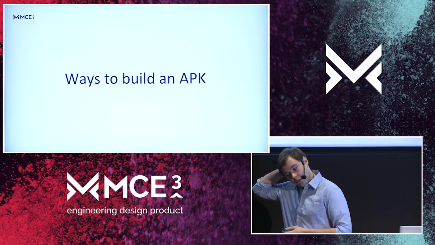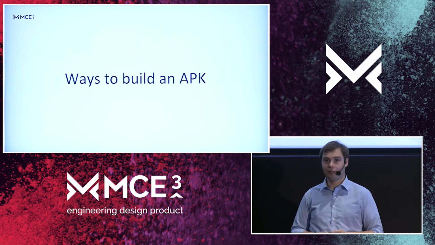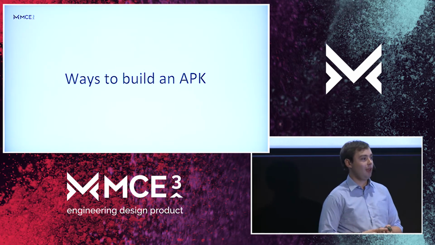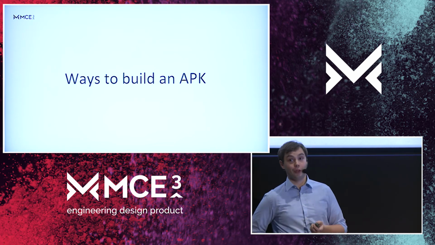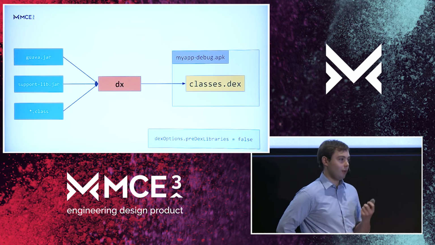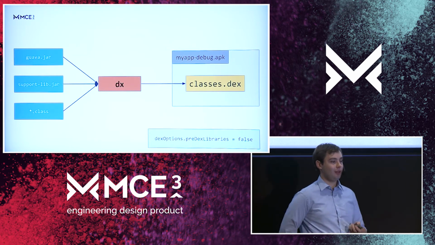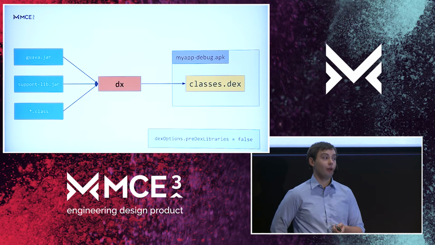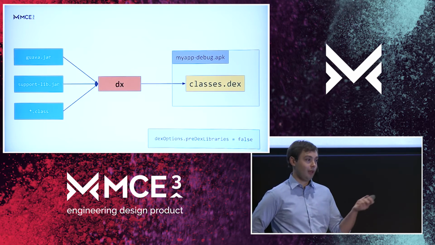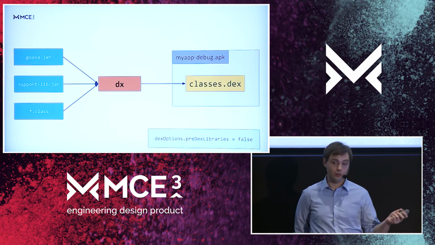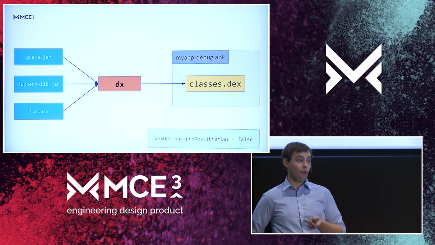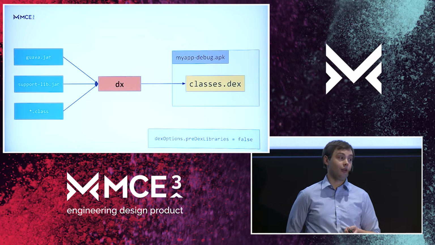OK, so how many ways are there to build an APK, and why are some of them slower, why are some of them faster, and how can you control which way Gradle chooses when building your project? So the most simple and, I guess, classic way to do it is to take all of your dependencies as well as your class files and then give them all to one huge dx invocation, which produces the final dex file, which then ends up packaged in your APK.